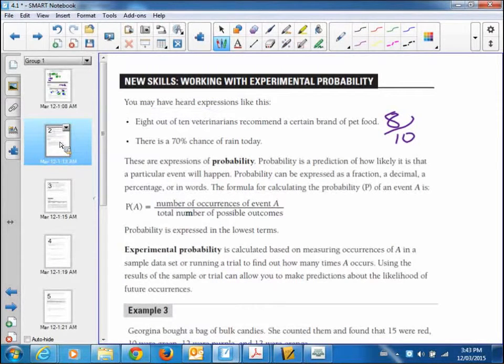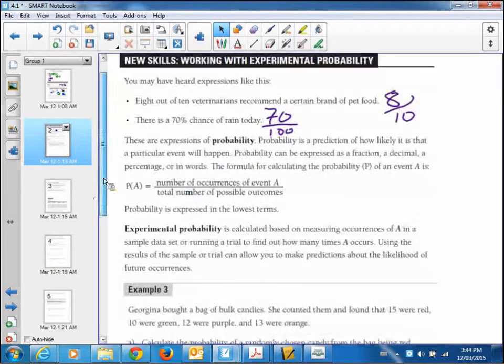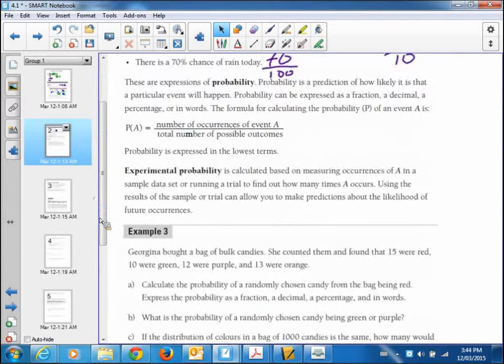There's a 70% chance of rain today. That's 70 out of 100. 70 times out of 100 times that the day has conditions like this, there should be rain. There usually is rain. That's what that would mean. These are expressions of probability.